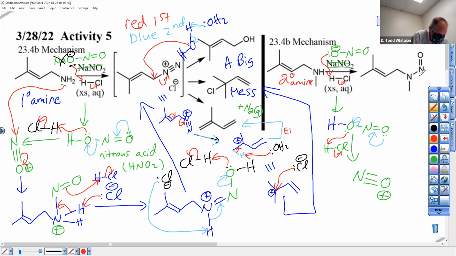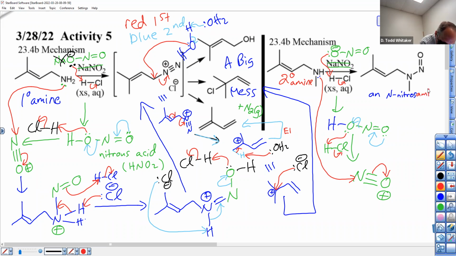Well, I think if I attack the nitrogen with the lone pair like I've been doing 3 times now, I'm almost there. That gets me the N double bond to O, which is an N-nitrosamine. It makes this a nitroso group.